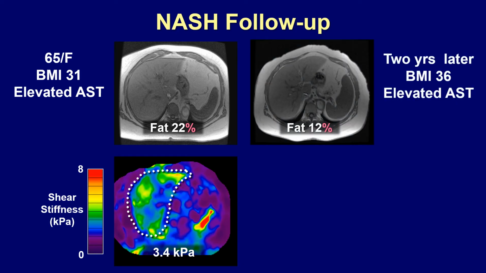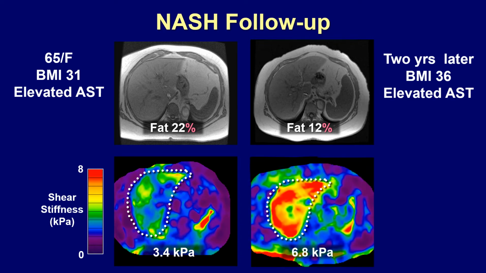Here is the patient 2 years later. Liver fat is a bit lower, but BMI is higher and liver enzymes are still elevated. The MRE unfortunately showed that this patient had progressed to end-stage liver disease, very high liver stiffness in the cirrhotic range.